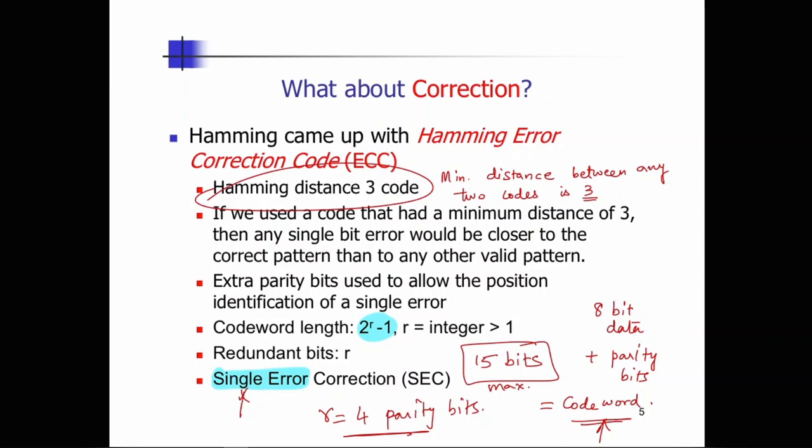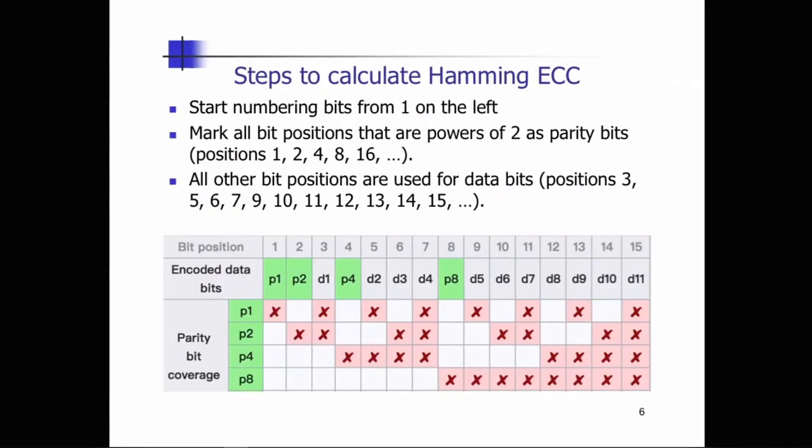Okay, let's move up here. So there are a few steps that we are going to go over that will help us identify the location that has an error, if any, and if we know that that bit is an error and we know the specific location, we just flip it to correct that error. So what are the steps involved in Hamming error correction code? The first step is start numbering the bits from 1 on the left.